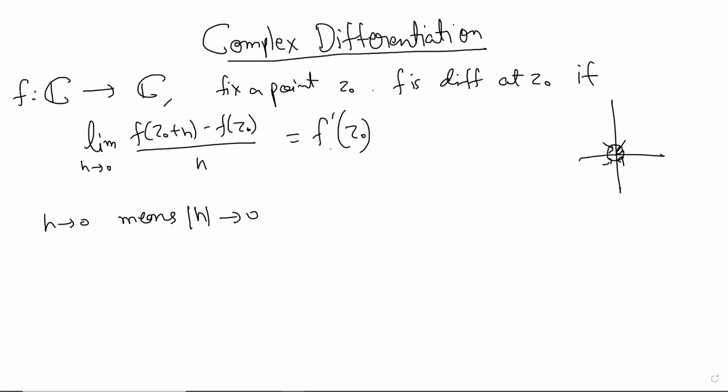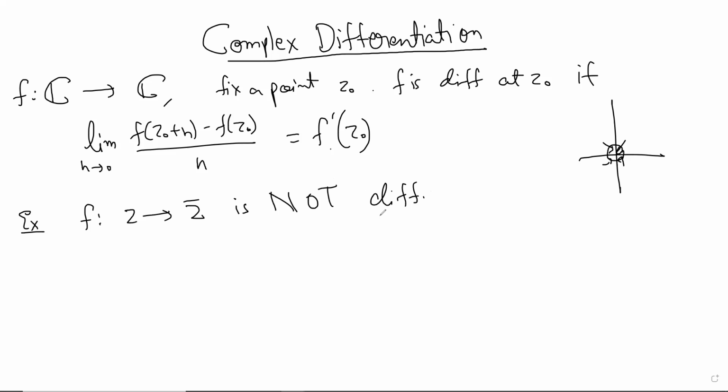Now, differentiability is a really strong condition. For example, we have seen that the function z going to z bar is not differentiable in this definition. But we had seen that it is differentiable if you look at it as a function from R2 to R2, in that weaker sense. In the complex sense, it's not differentiable.